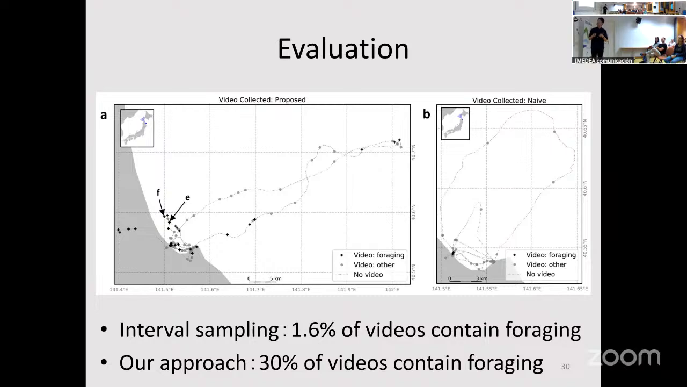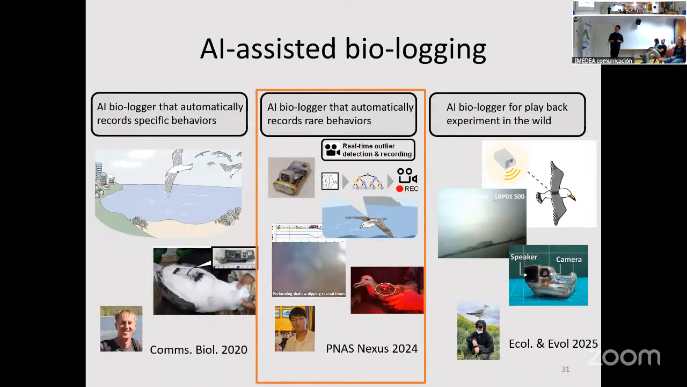In my experience, important behavior is not frequent, and it is almost impossible to record by using a random method. Therefore, AI techniques that can target important behavior can be a necessary technique in such animal behavior studies, I believe. Okay, and so I'd like to introduce the next logger.